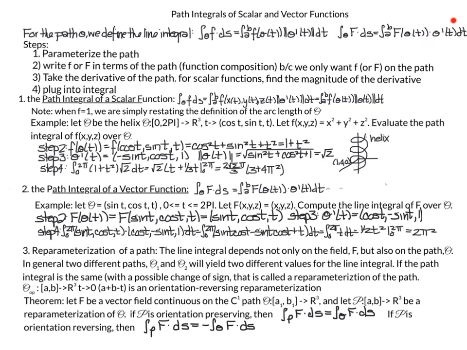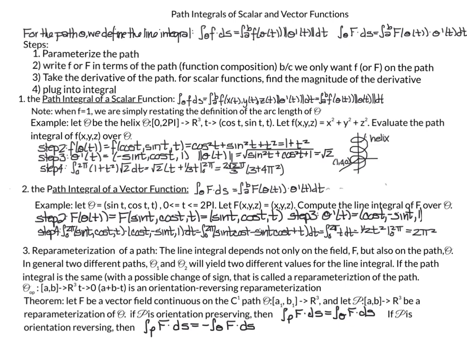And then we dot that with the derivative, the velocity, sigma prime. So that'll be cosine t, minus sine t, and 1. We do the dot product, we do the integration, and we get our solution.